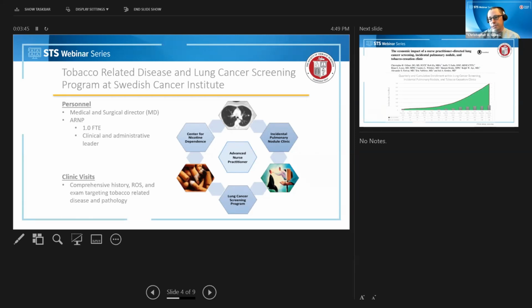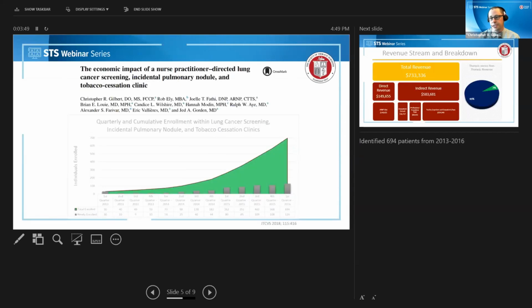So we saw that we had this program in place, and we wanted to see what the financial impact was. So we decided to look retrospectively at the economic impact of this nurse practitioner directed program. We looked at our numbers from when things started back in 2013 up until the first quarter of 2016. If you remember, the CMS mandate came in sometime in early 2015.